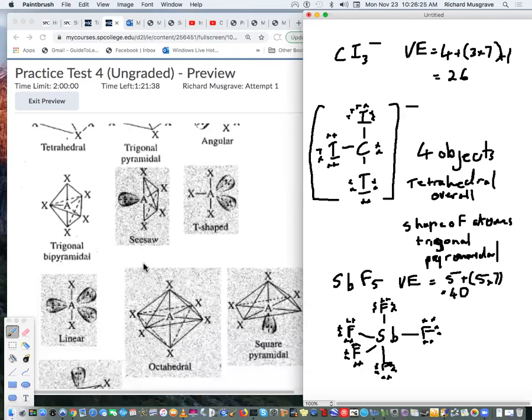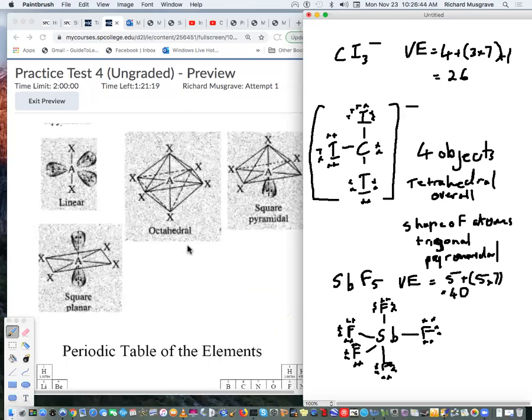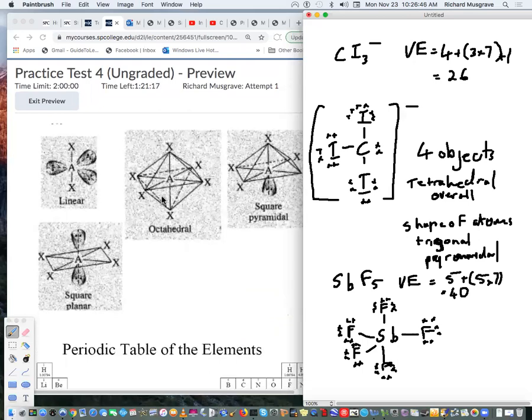So those bond angles are all 109.5. For the trigonal bipyramidal, this is a combination of linear and trigonal planar. So the linear bond angles are 180, and the ones in the plane here that I'm pointing at with my cursor, those are 120. And for the octahedral and the square planar, those are 90 and 180 on the bond angles. Does anybody have any questions about the bond angles?